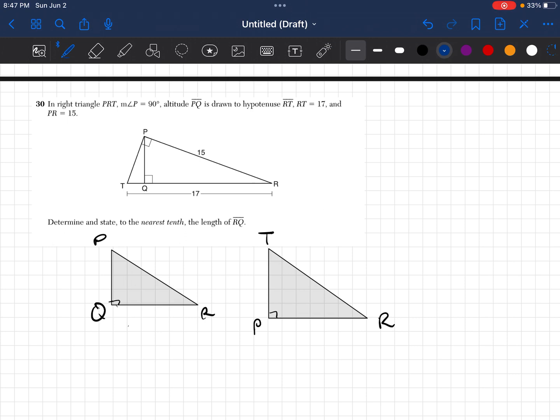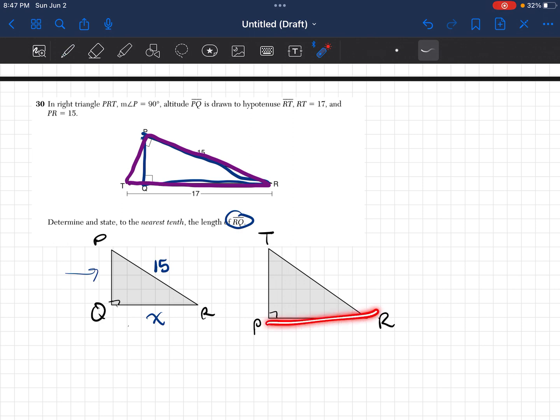So I'm going to start by drawing the 2 triangles here, PQR, which I have here, and I'm going to label the things that I have. The hypotenuse here is 15, and I don't know what RQ is. That is actually what the question is asking. Then I'm also going to take this larger right triangle here, the bigger one, PRT, and I'm going to label it.